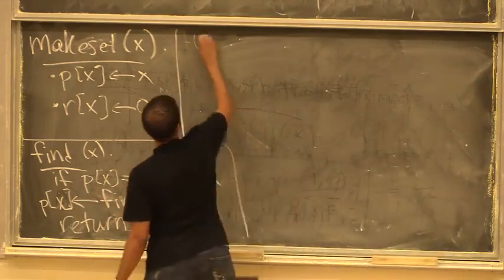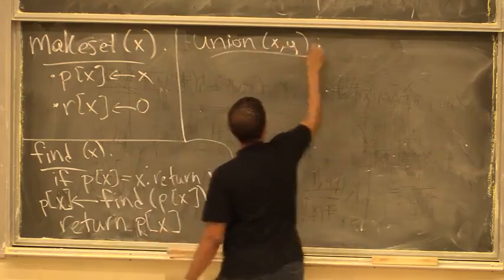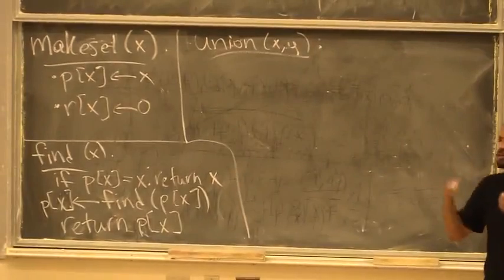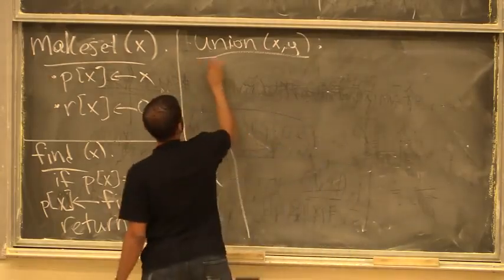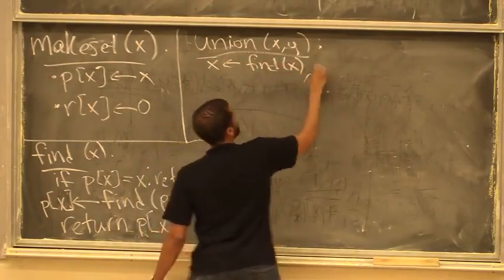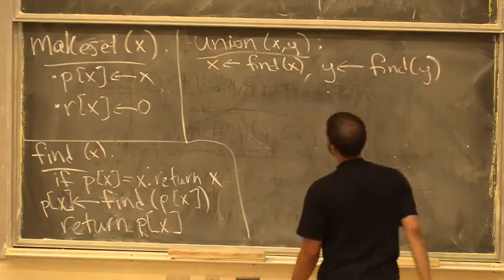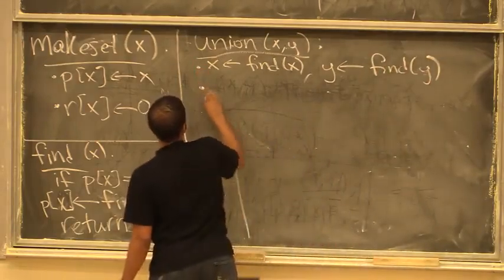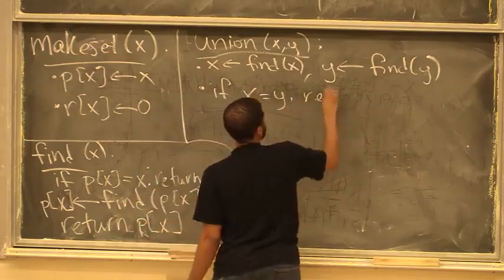And then there's union. So the first thing I'm going to do is figure out who the roots of my trees are. X gets find of x, and y gets find of y. That's the first thing. And if those two roots are already equal, there's nothing to do.